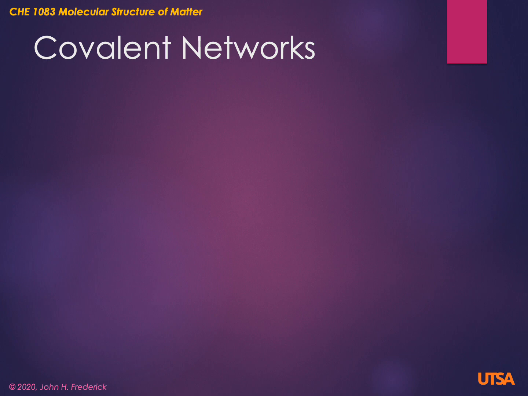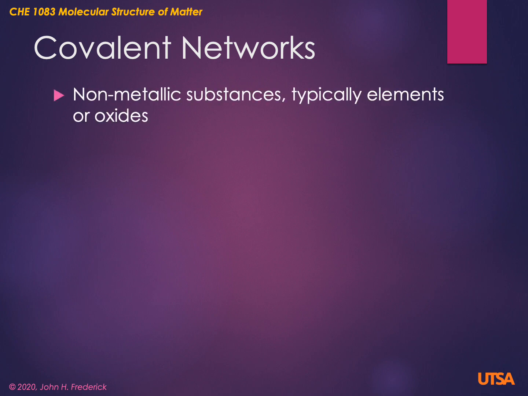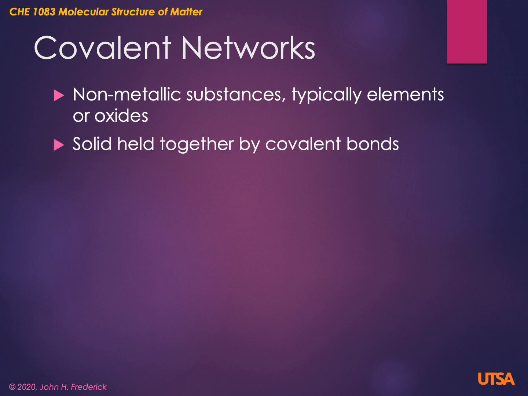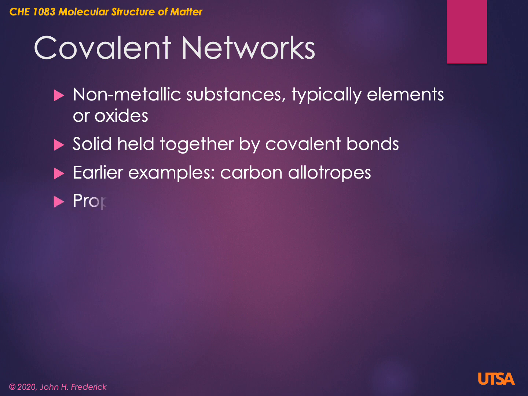So what are covalent networks? Essentially, they're non-metallic substances, either elements or oxides, that form an infinite array of covalent bonds. They're held together by covalent bonds. We've seen earlier examples of this in the carbon allotropes. For example, diamond is a covalent network solid, as is graphite.